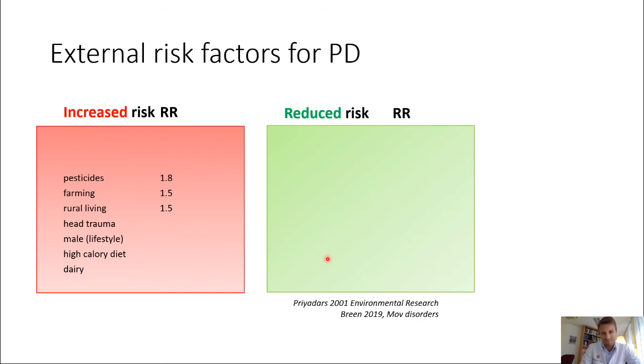Midlife stress, whatever that may be, because it's a very broad category, has slightly increased risk of getting PD. High caloric diets slightly increase your risk of PD, and intake of lots of dairy can also slightly increase your risk of PD, but there are a lot of confounders that might be present in this set of risk factors. We also know that some things might reduce your risk of PD. Also, these numbers are a bit tricky, but we'll go through them.